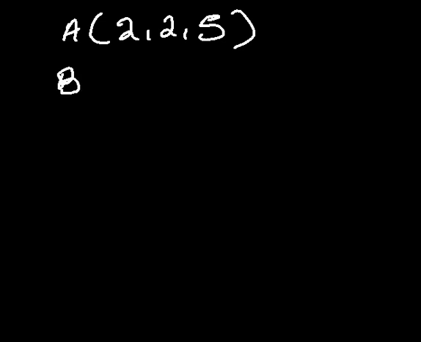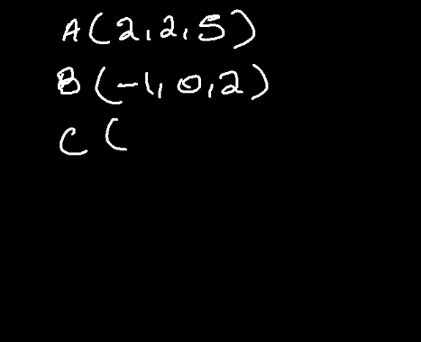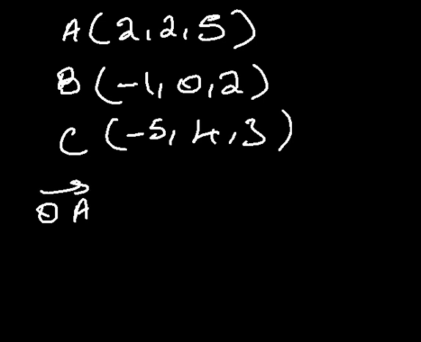Let's say we have a point A with coordinates 2, 2, 5. And we have another point B with coordinates -1, 0, 2. And another point C with coordinates -5, 4, 3. Now, what is the vector OA if this is the case? This is the position vector of the point A, where O represents the origin.